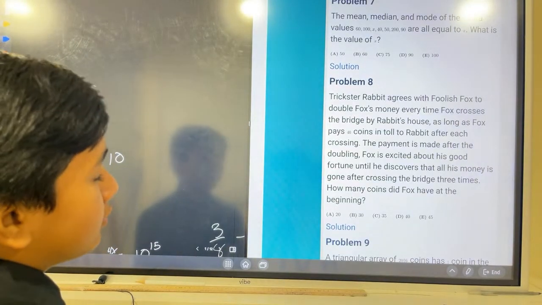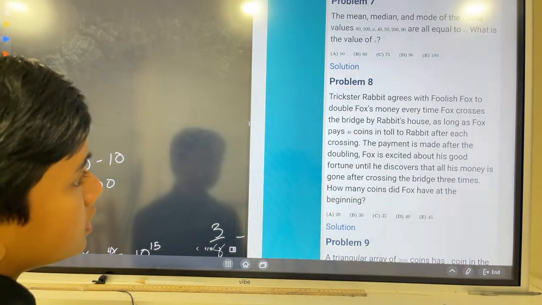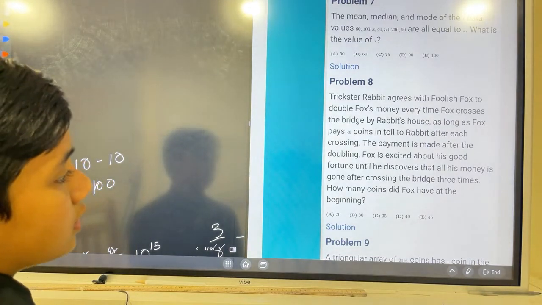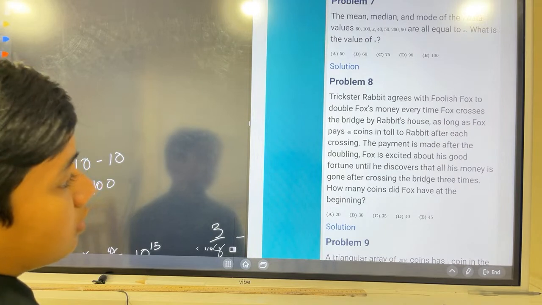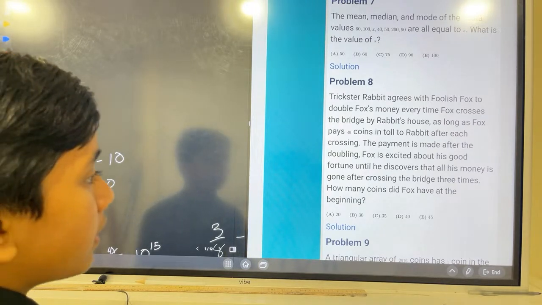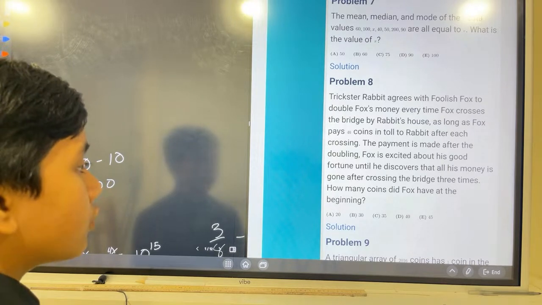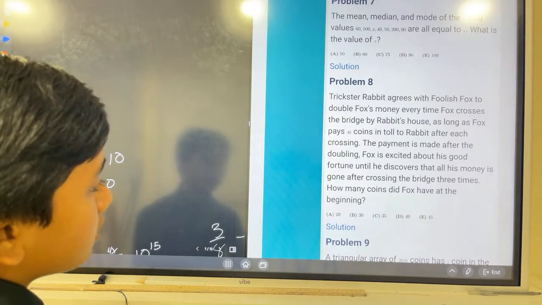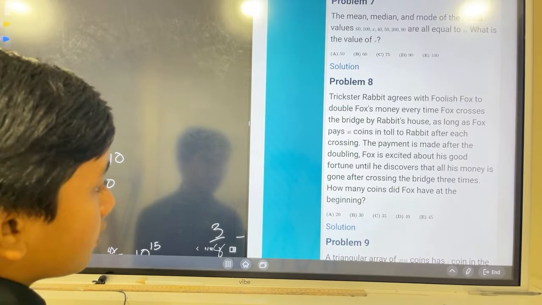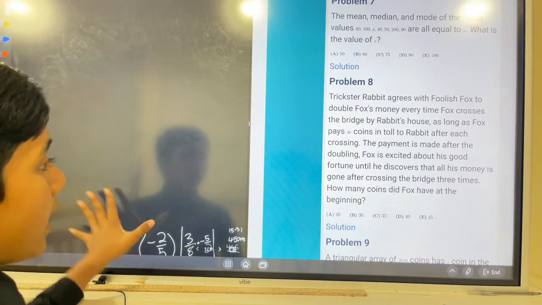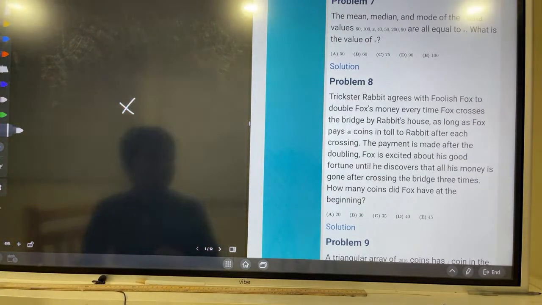Trickster Rabbit agrees with Foolish Fox to double Fox's money, as long as Fox pays 40 coins in total to Rabbit. Payment is made after the doubling. Fox is excited about his good fortune till he discovers that all the money is gone. Okay, so let's say he had x coins at the beginning.